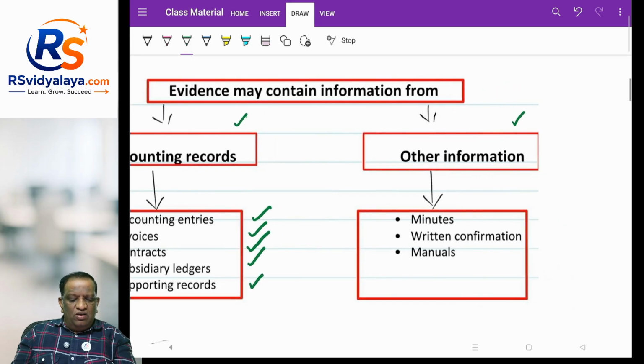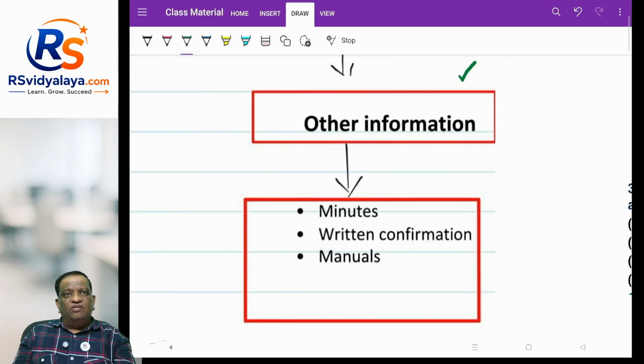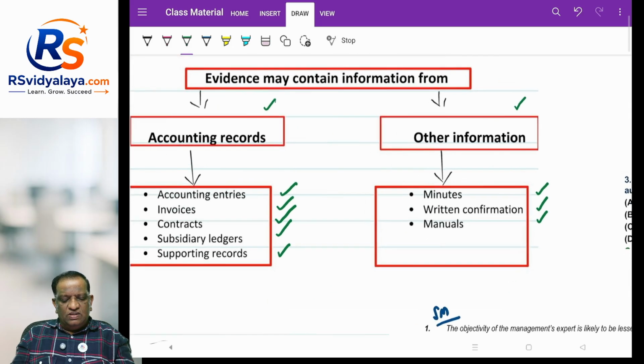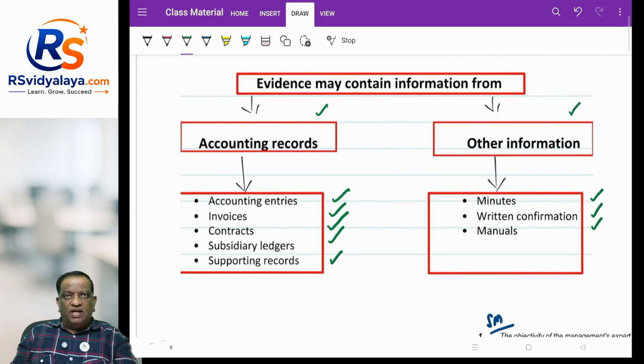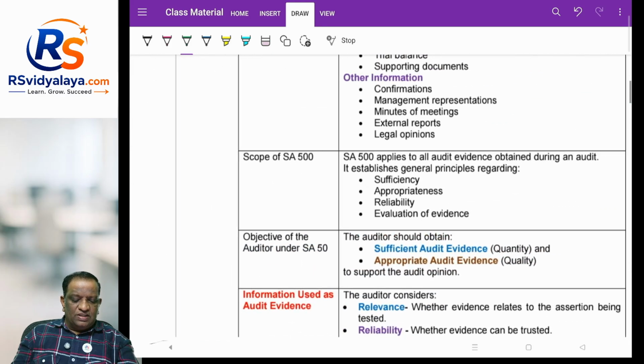Apart from that, what is the other information, other than the accounting information, which we would be gathering as audit evidence, which is going to help us in forming the audit opinion? One is the minutes, second is written confirmation, and third is the manuals. These three are examples, not that the list is exhaustive. So what this flow chart tries to summarize is that the evidence, which is so important and has an impact on the opinion, will come not only from accounting records but also from other information. That is the better way we can study this.